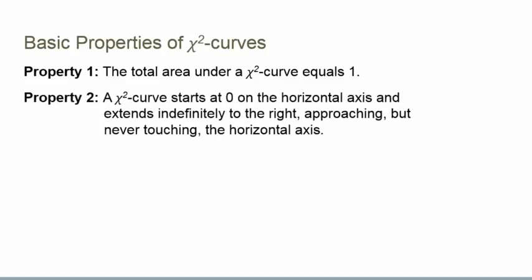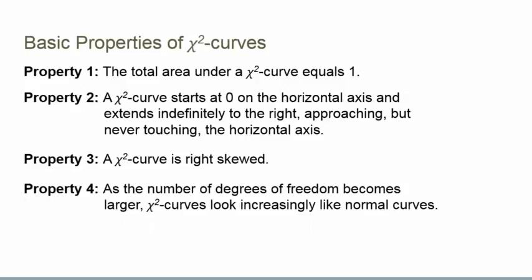Property 2, a chi-square curve starts at 0 on the horizontal axis and extends indefinitely to the right, approaching but never touching the horizontal axis. Property 3, a chi-square curve is right skewed. Property 4, as the number of degrees of freedom becomes larger, chi-square curves look increasingly like normal curves.